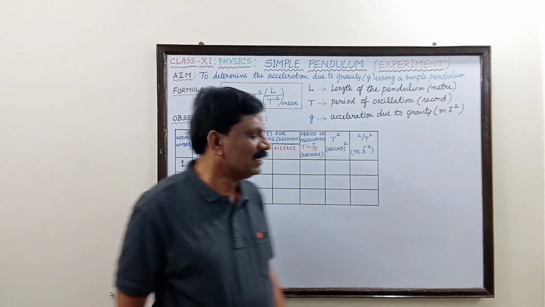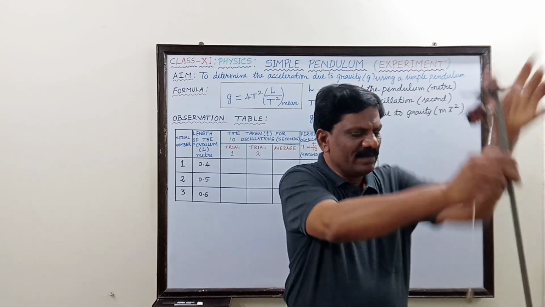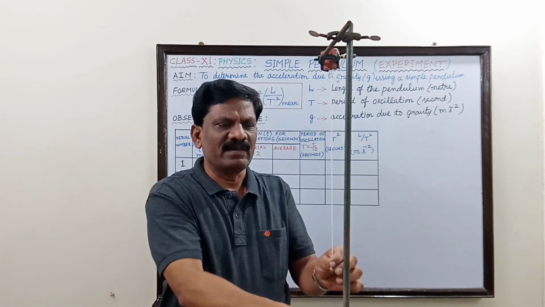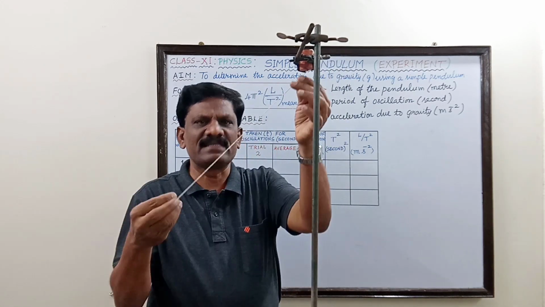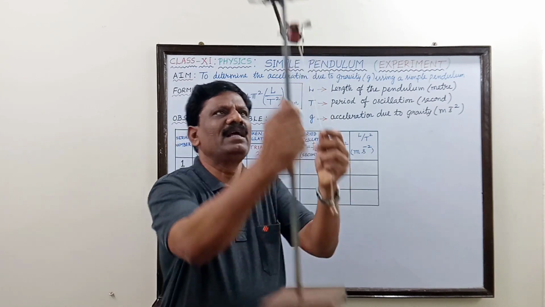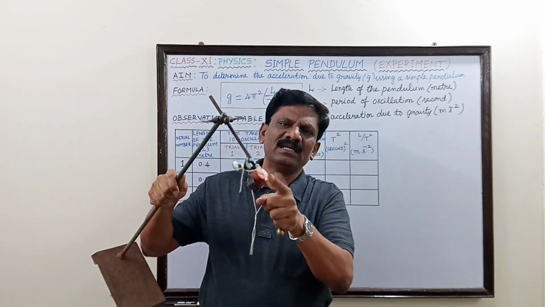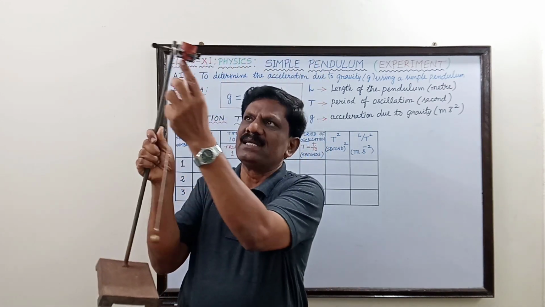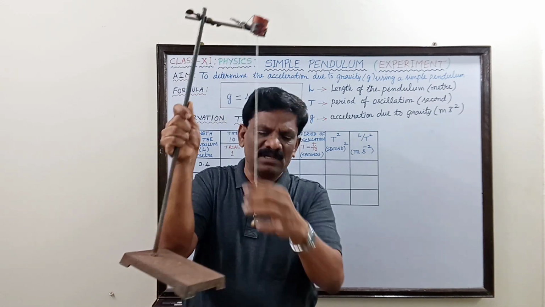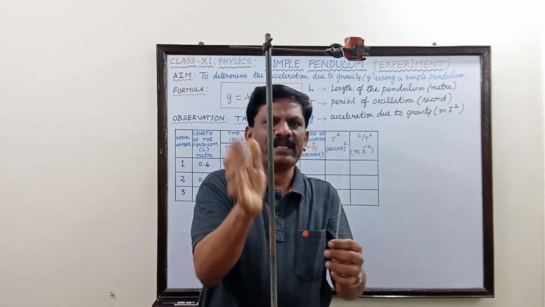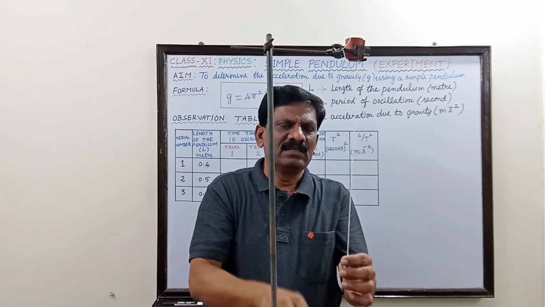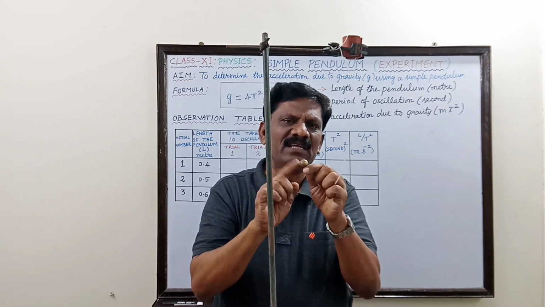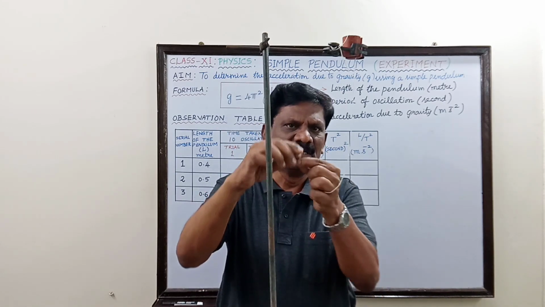Okay, now let us demonstrate by taking the experimental apparatus. So this is a vertical stand in which a simple pendulum is suspended with the help of a split rubber cork. Now the point where it is suspended is called the point of suspension. It is at the top, and the length of the pendulum is measured from the point of suspension up to the center of gravity of the bob. So this is the bob.